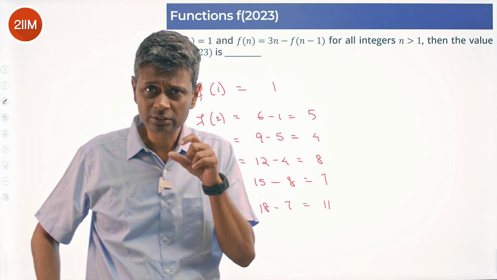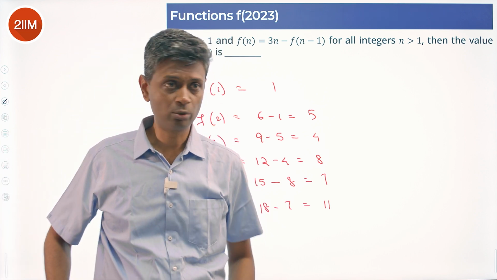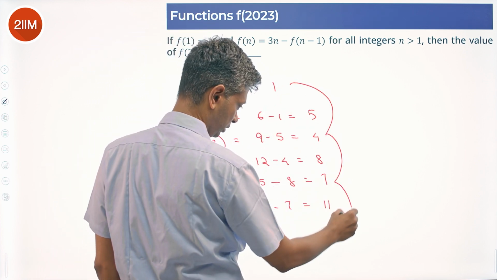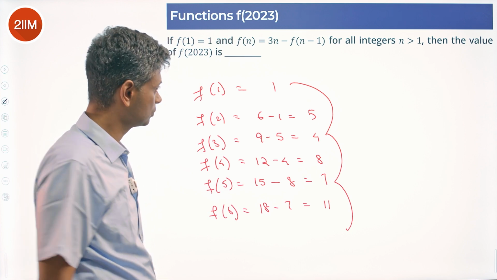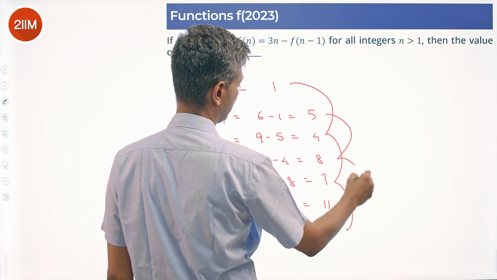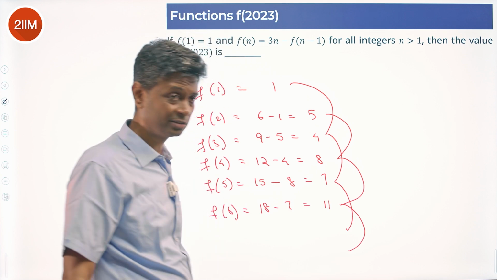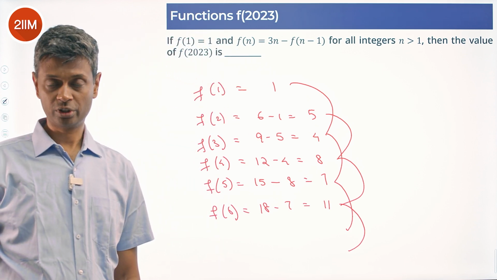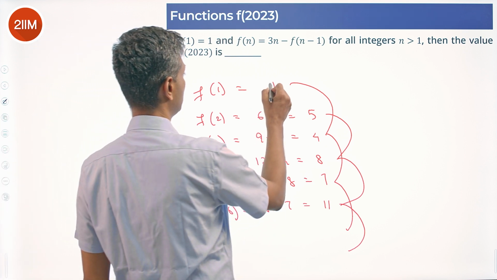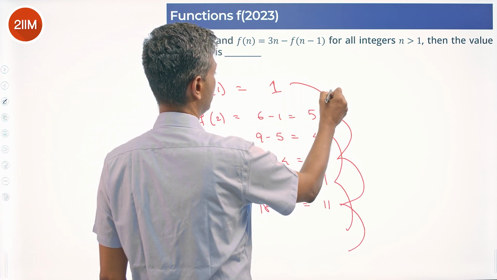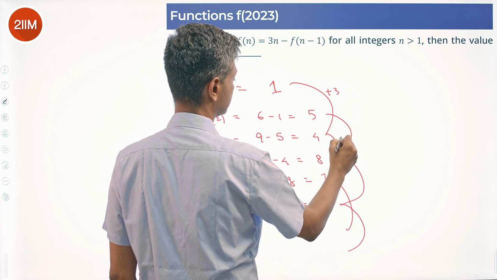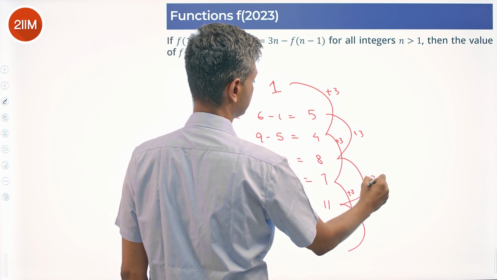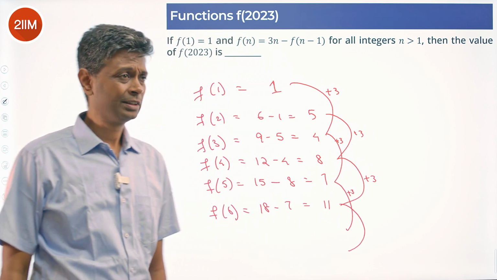4 minus 1 is 3. Another way of thinking about it is from here, you can say 1, 4, 7, 10. That's a sequence. 5, 8, 11, 14. That's another sequence. Both of these sequences are arithmetic progressions. This one has first term 1, common difference 3. This is first term 5, common difference 3. That's it, we are through.